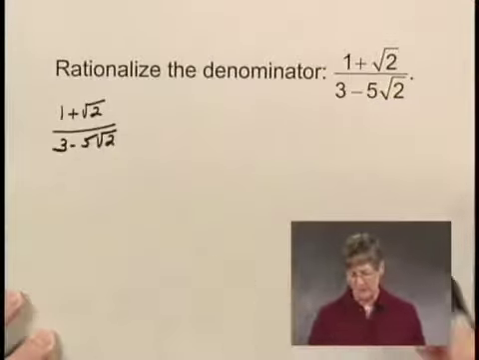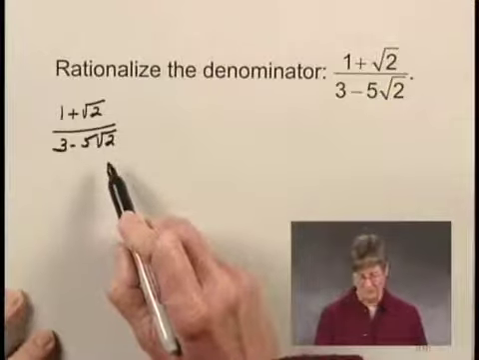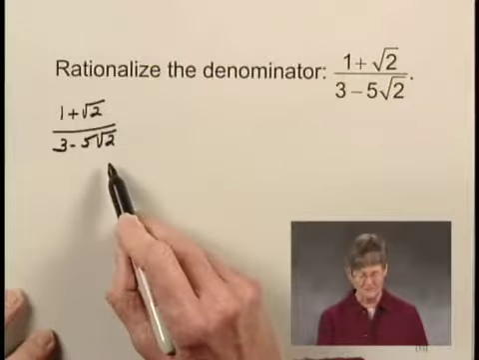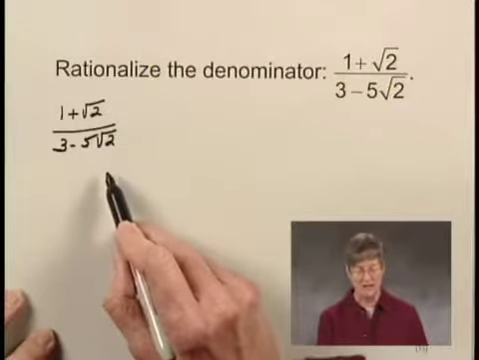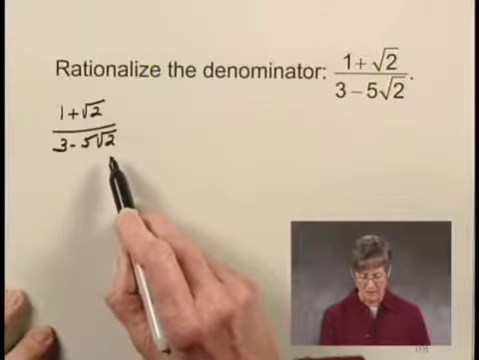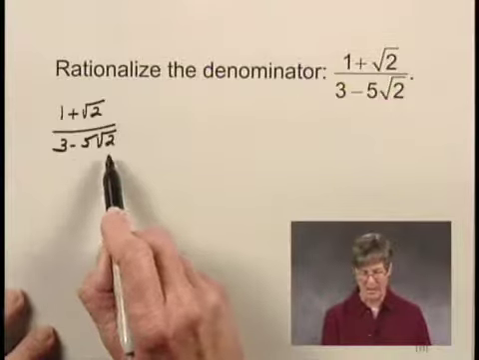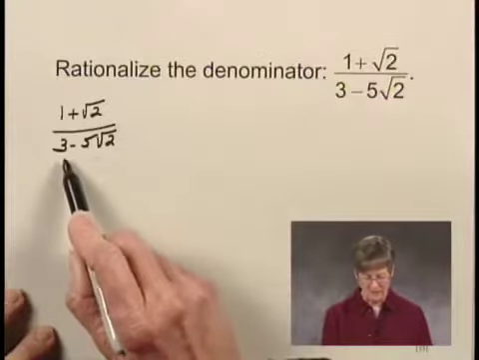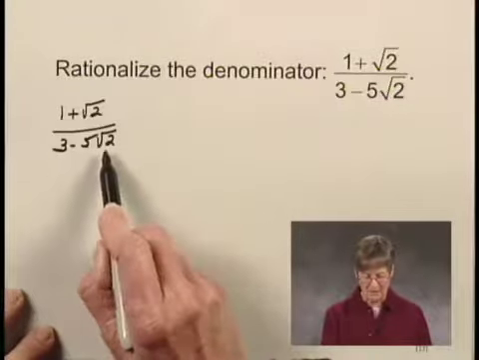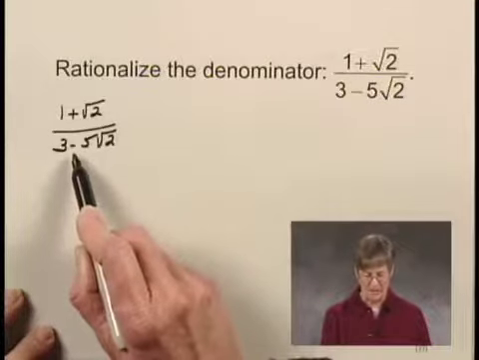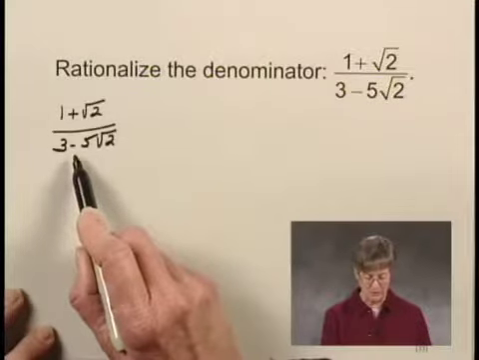Now, we're going to multiply this by 1 in some form so that we eliminate the radical in the denominator. That's what we mean by rationalizing the denominator. And the thing that we use to make the form of 1 is the conjugate of the denominator. The conjugate of the denominator of an expression like this is the expression that you get when you change the sign in the middle, the sign between the two terms.